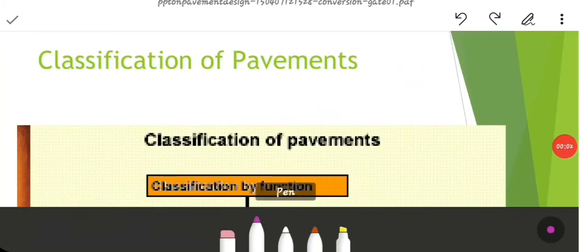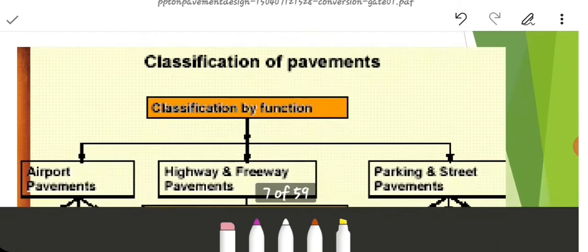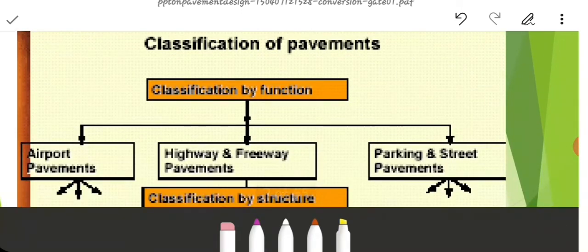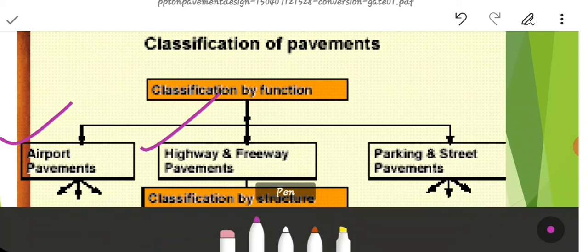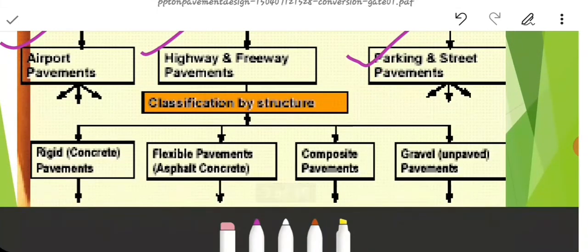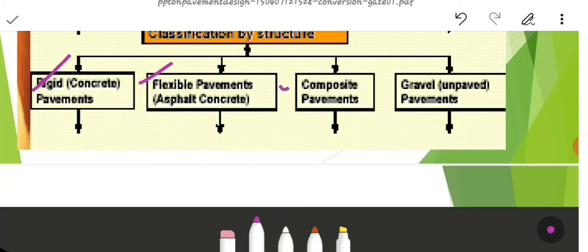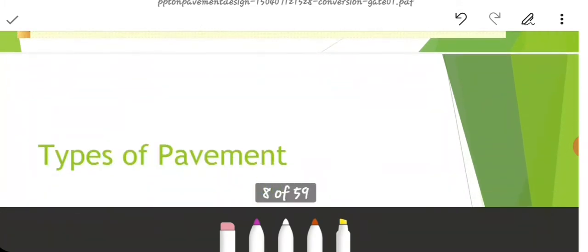Now, classification of pavement. According to function, pavements are classified as airport pavements, highway and freeway pavements, parking and street pavements. According to structure, pavements are classified as rigid pavement or concrete pavement, flexible pavement or asphalt, composite pavements and gravel pavements. Types of pavements.